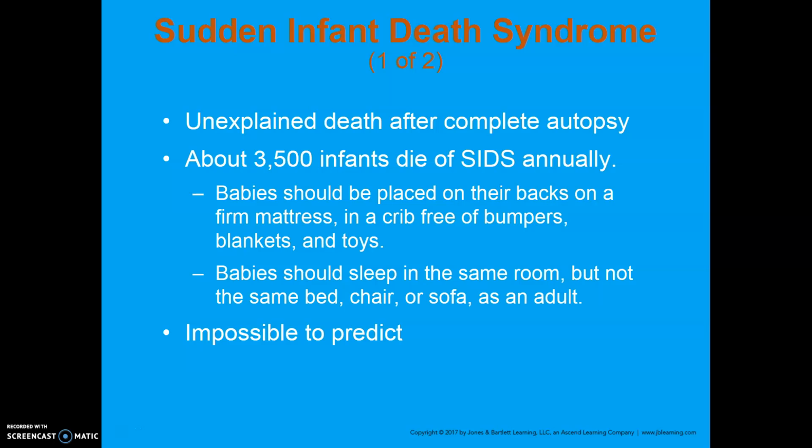The American Academy of Pediatrics recommends that a baby be placed on his or her back on a firm mattress in a crib that is free of bumpers, blankets, and toys. The CDC recommends having the baby sleep in the same room but not the same bed, chair, or sofa as an adult. Although it's impossible to predict SIDS, risk factors include mother younger than age 20, mother smoking during pregnancy, and low birth weight. Death as the result of SIDS can occur at any time of day.